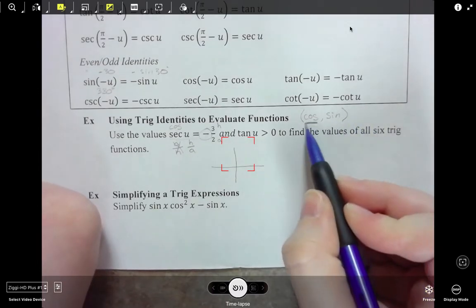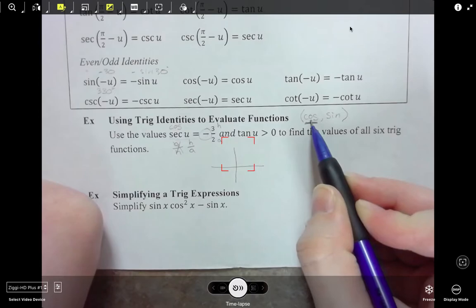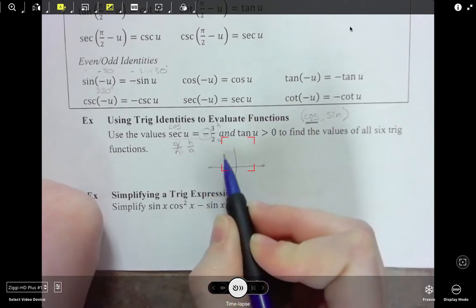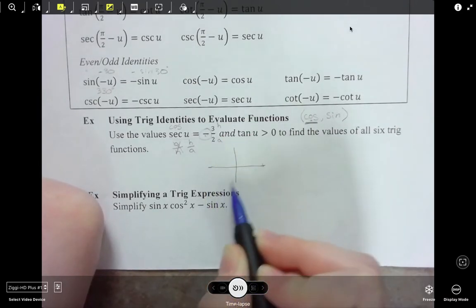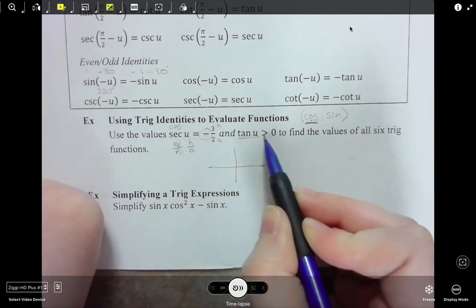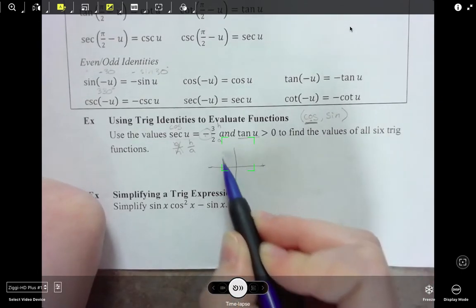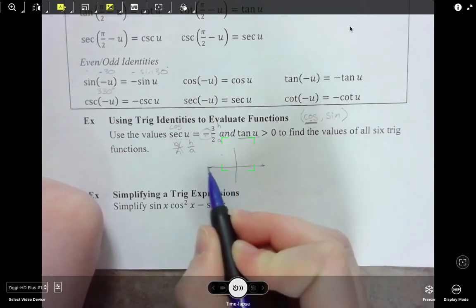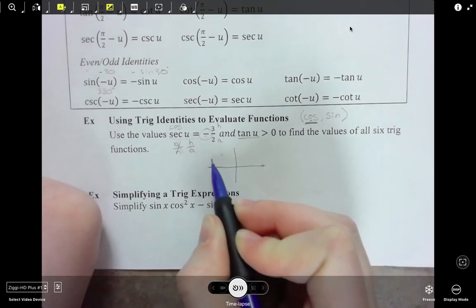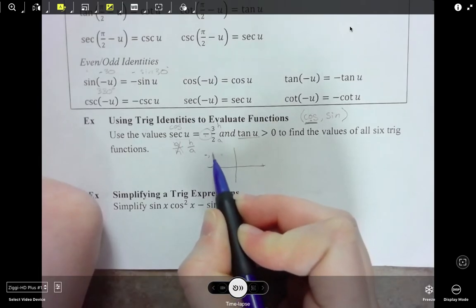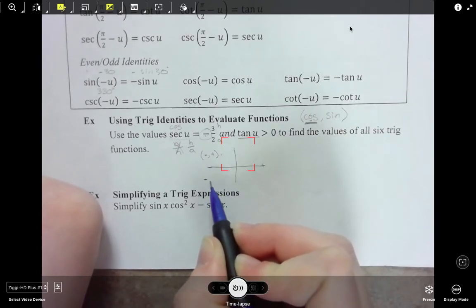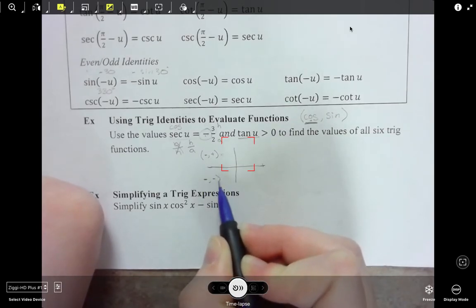So we're looking at quadrants where the cosine, or the x coordinate, is negative. Here are the positive x's, here are the negative x's. So we're looking at either the second quadrant or the third quadrant. Now tangent being greater than 0 narrows down which one it is. In the second quadrant, the cosine variable is negative but the sine variable is positive. Down in the third quadrant, the x variable is negative and the y variable is also negative.